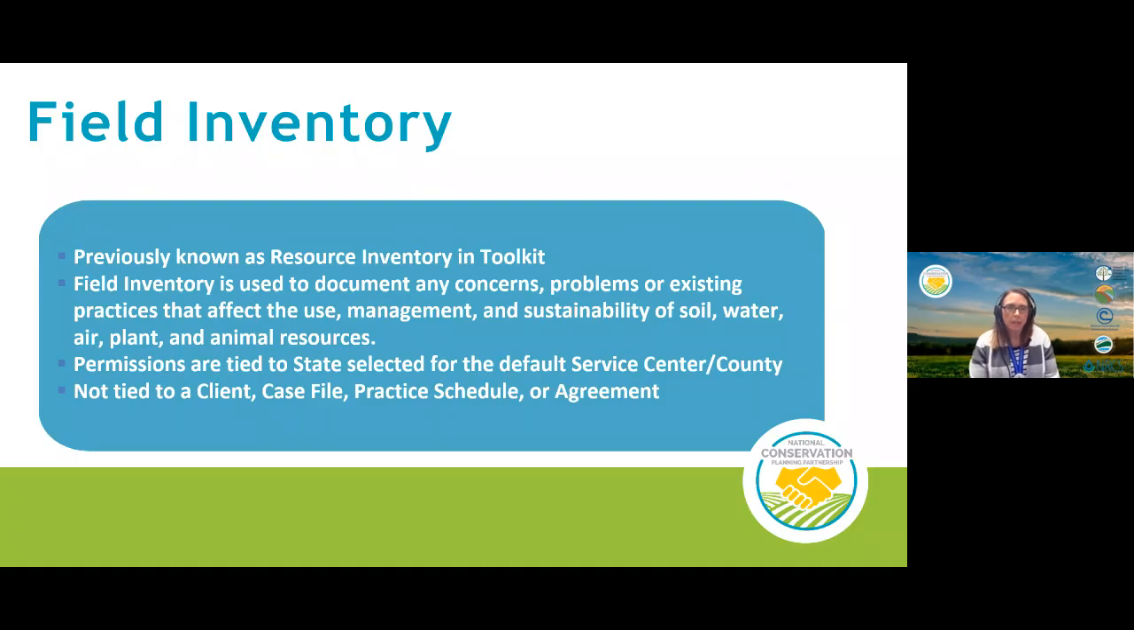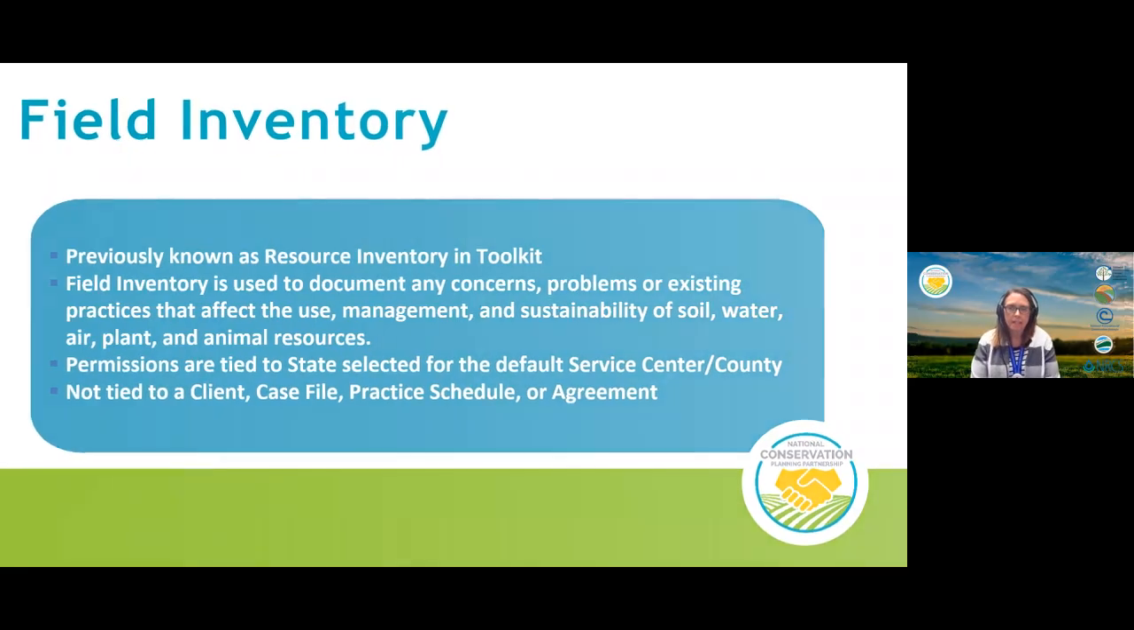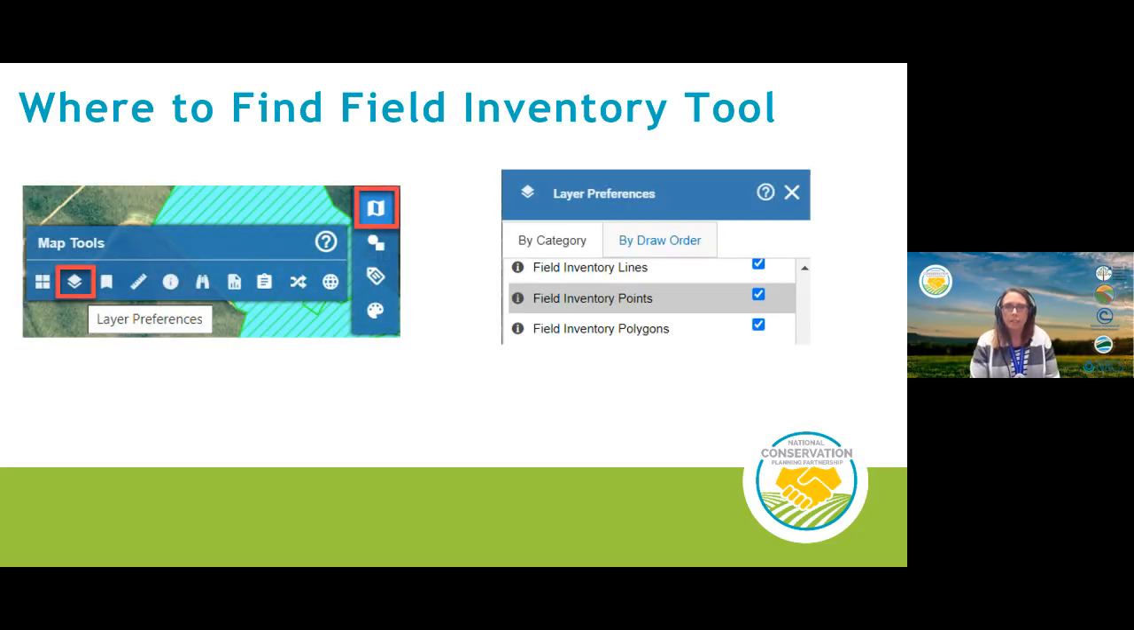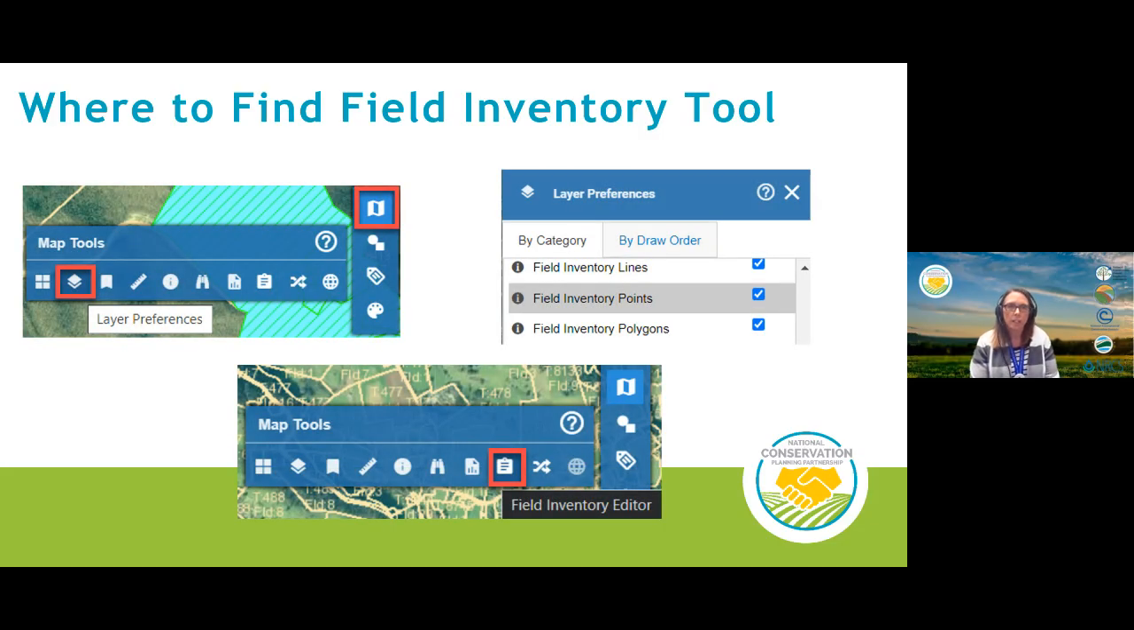So where is field inventory located inside of CD? We're going to click on our map tools and look at our layer preferences. In our layer preferences, under Other, we're going to see our field inventory lines, points, and polygons. The user needs to make sure those boxes are checked so that our field inventory tool editor will become active. The field inventory editor tool is on our map tools, and it looks like a little clipboard.